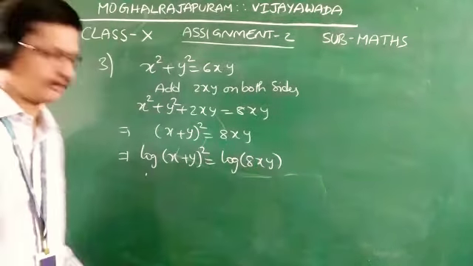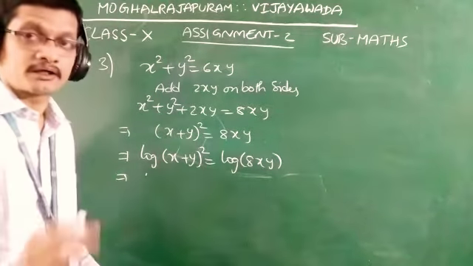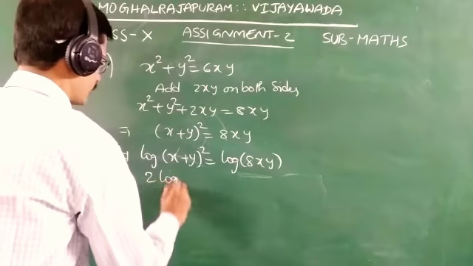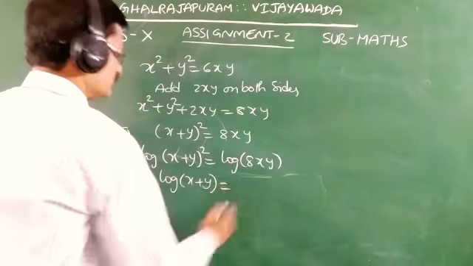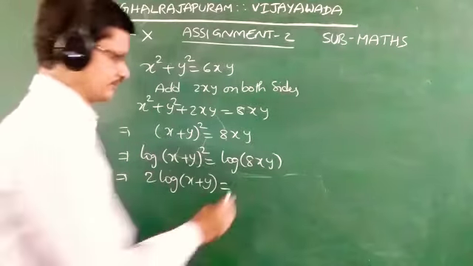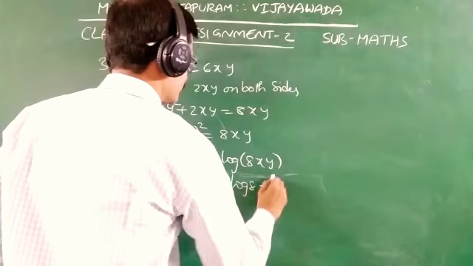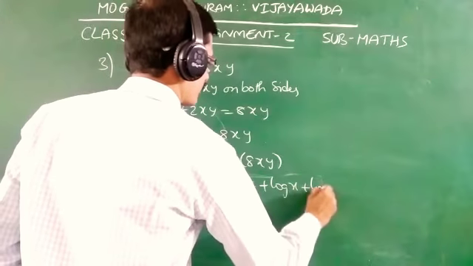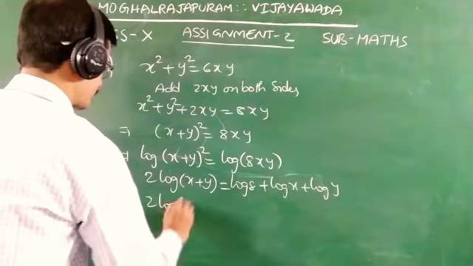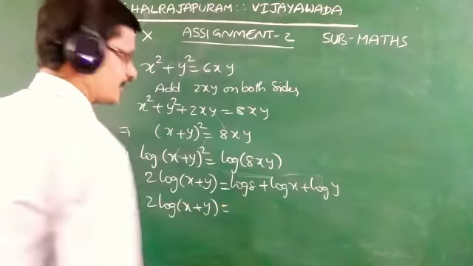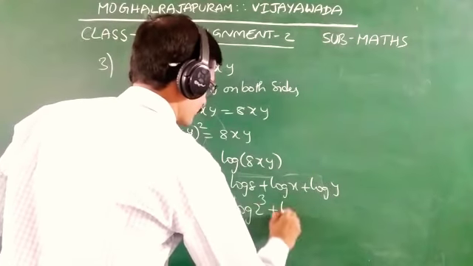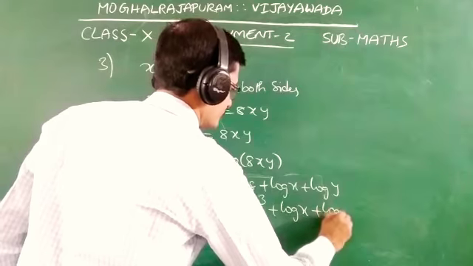Right. Now, what is log a power m? Log a power m is equal to m log a. So this is 2 log (x plus y). Log AB formula: log AB is equal to log A plus log B. So log 8 plus log x plus log y. Now, 8 can be written as 2 cube, plus log x plus log y.